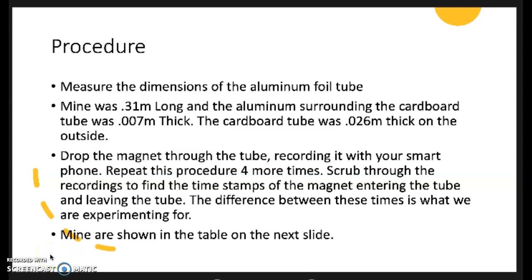Next, we have the procedure. Measure the dimensions of the aluminum foil tube. Mine are shown below. Drop the magnet through the tube, recording it with your smartphone. Repeat this procedure 4 more times.